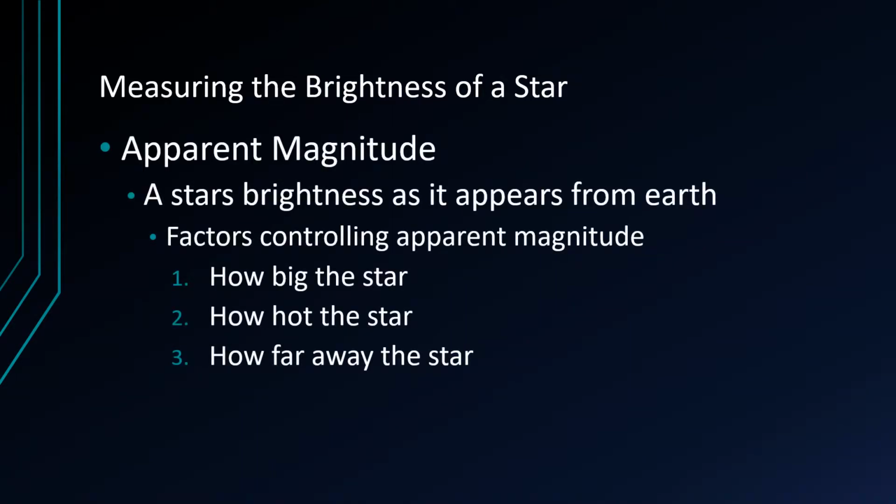So we have two types of magnitudes we're going to talk about. First is apparent magnitude. So this is a star's brightness as it appears from Earth. And there are several factors that control apparent magnitude. First of all, how big the star is, how hot the star is, and how far away the star is.